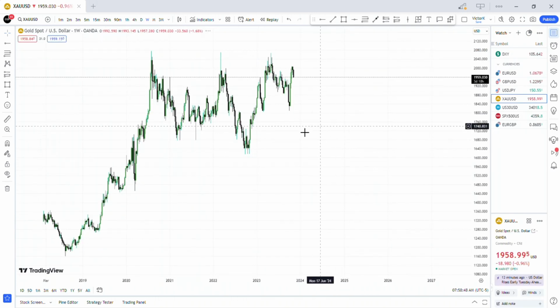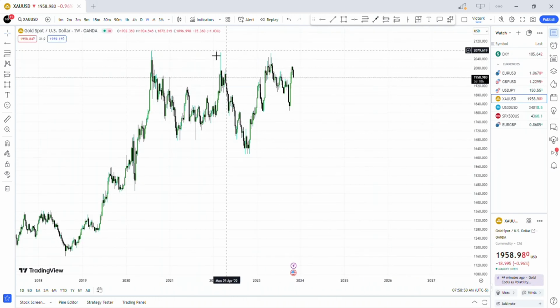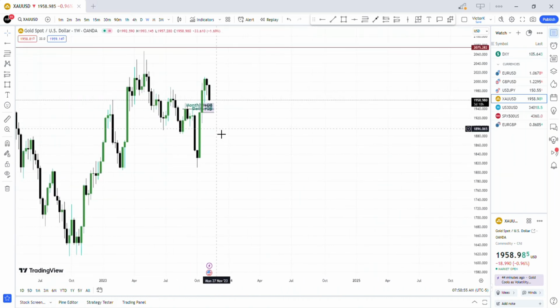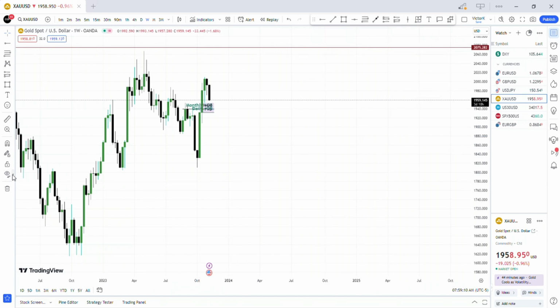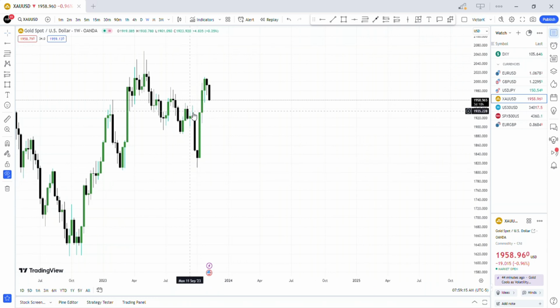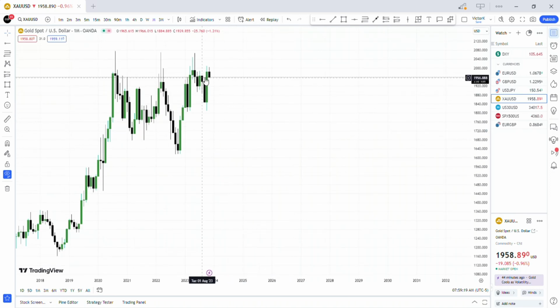And then for gold. What I see in gold is that this place is a little bit messy. Let me hide all these first. Let me hide drawings.